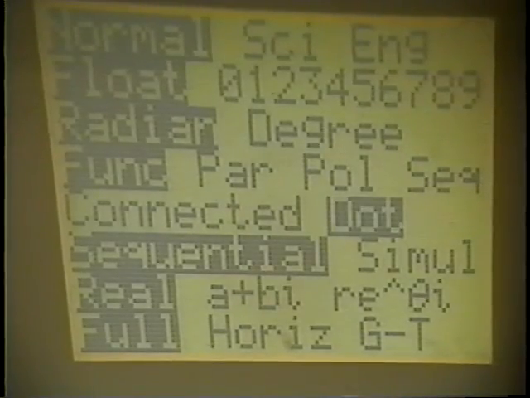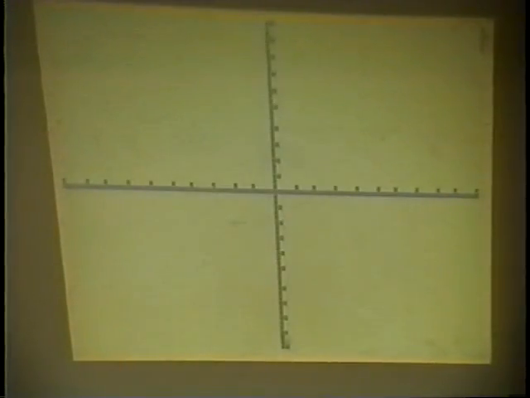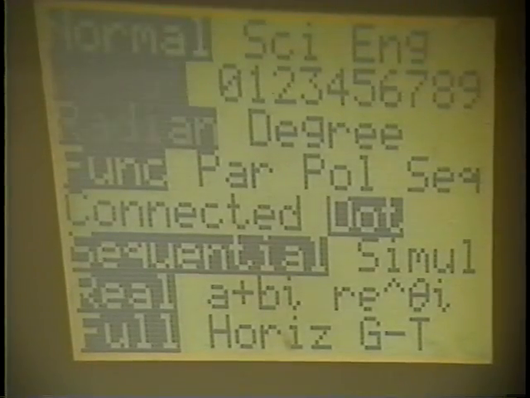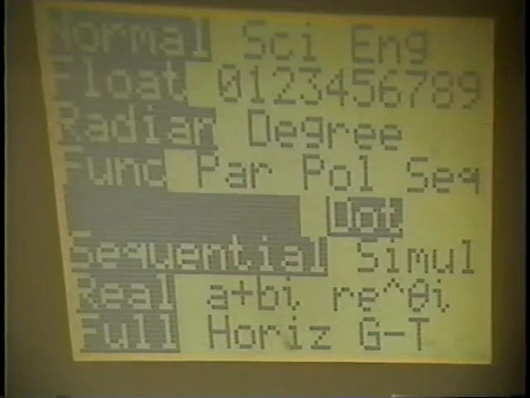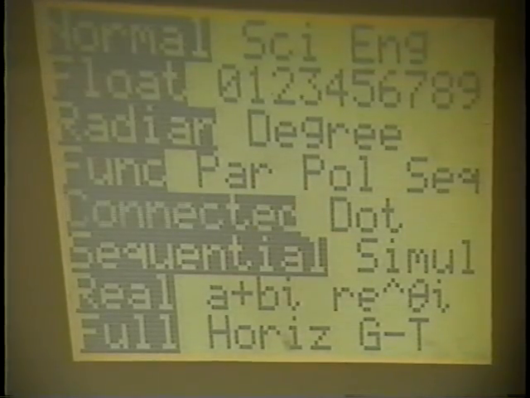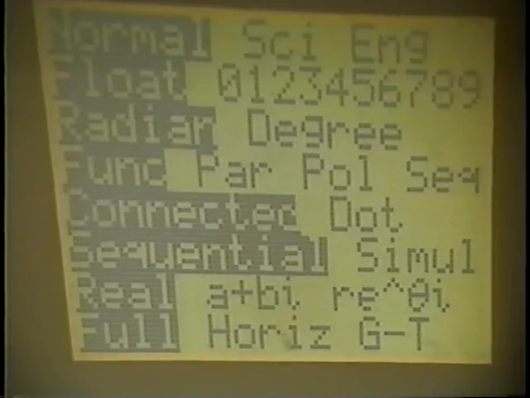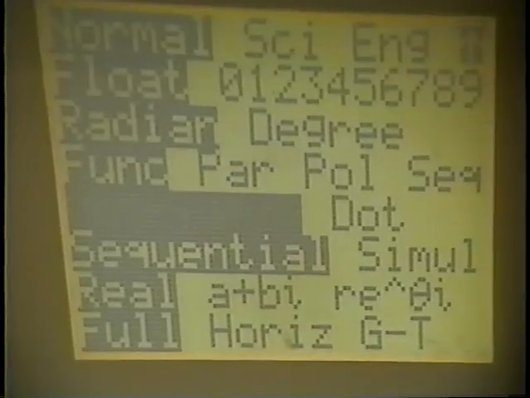if I then quit this and went back to graphing y equals x squared, it would not connect the dots on the individual points. Now, that's not something I particularly want right now. So I'm going to quit what I was doing, go back to the mode button, and put it back where it was, which was on the connected mode. I hit enter there. Each of these options has an effect on how you do your calculations and how you graph functions.